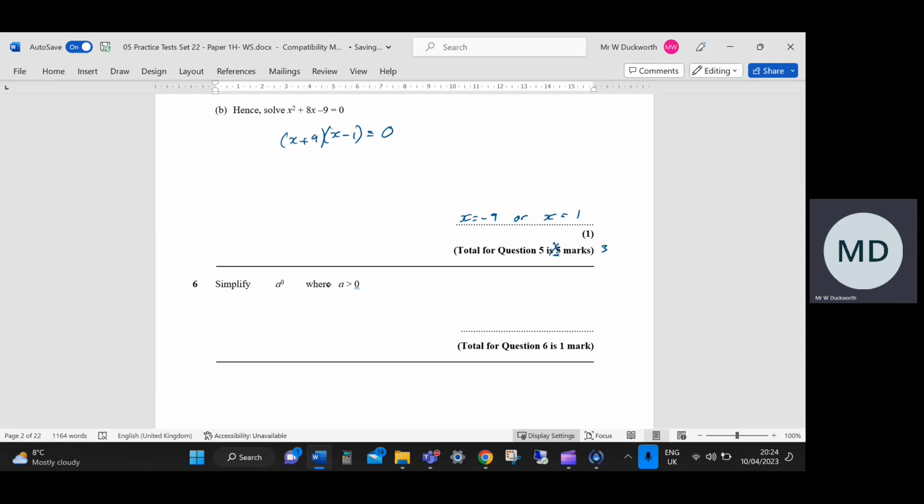Simplify a to the power 0 where a is greater than 0. So anything to the power 0 will always be equal to 1. So there we go.